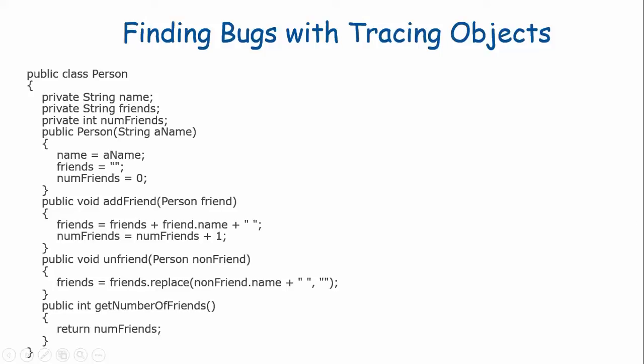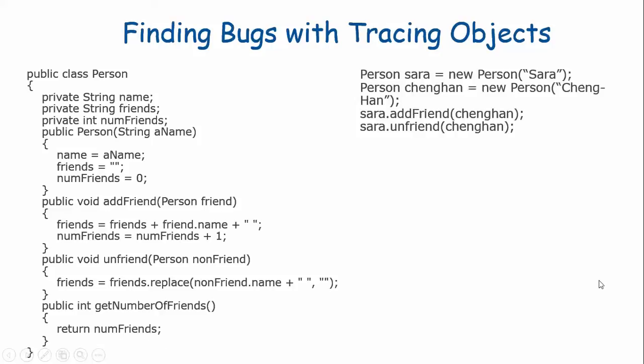This is a person class with three instance variables, name, friends, and num_friends, and this constructor initializes all three instance variables. This addFriend method does something, the unfriend method does something, and getNumberFriends returns us the num_friends value. So let us take an example, a test class.